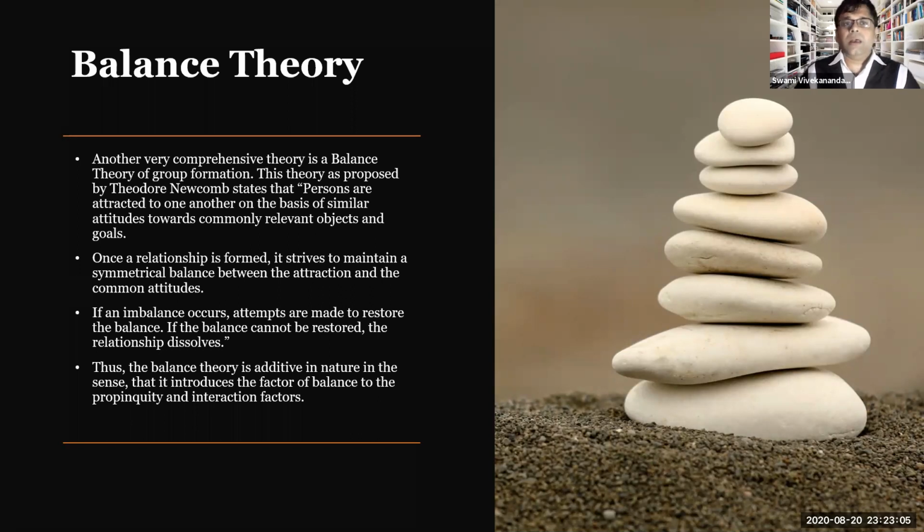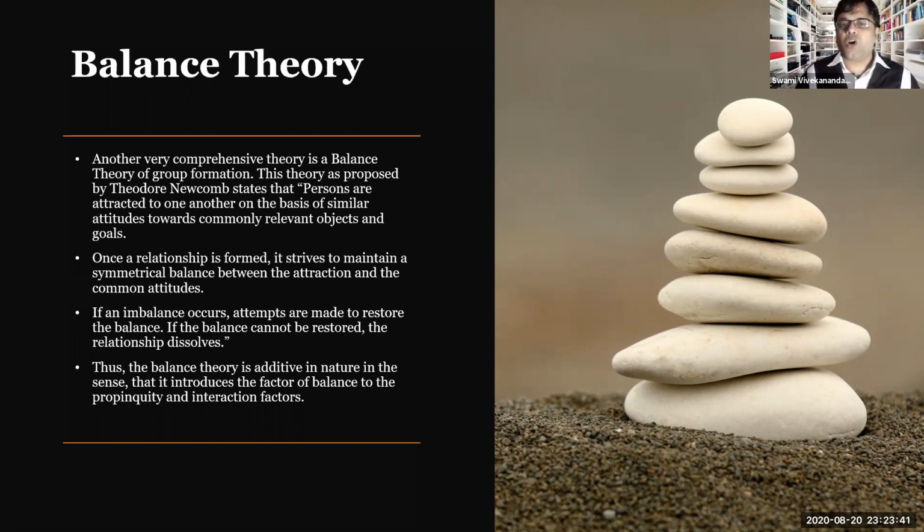Another very comprehensive theory in group formation is the balance theory. This theory, proposed by Theodore Newcomb, states that persons are attracted to each other on the basis of similar attitudes towards commonly relevant objects and goals. If we have similar attitudes towards something, that will form a group. We develop an attraction towards each other because we are sharing a similar attitude towards something.